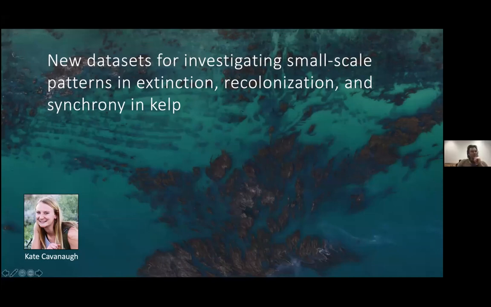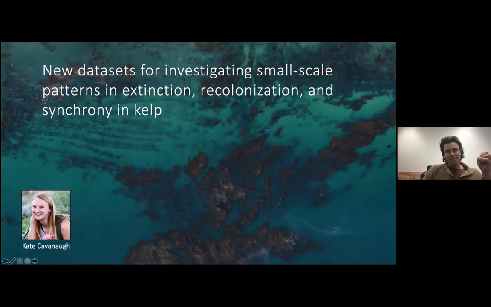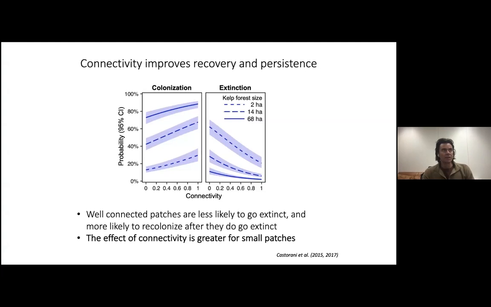So I'm actually not gonna talk about metapopulation dynamics and connectivity per se. Most of this talk is gonna be focused on methods and new data sets that we're planning as a next step to investigate these small scale patterns of extinction, recolonization, synchrony to get at the influence of small scale connectivity. So this is largely a methods and kind of data set talk. I want to acknowledge my grad student, Kate Cavanaugh, who really led all of the work that I'm going to present today. In fact, she should probably be giving this talk and maybe I'll get her to give the next one.